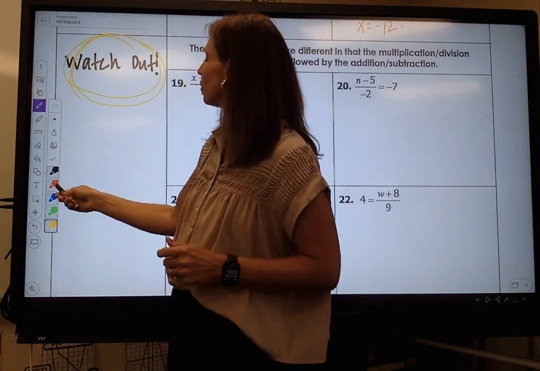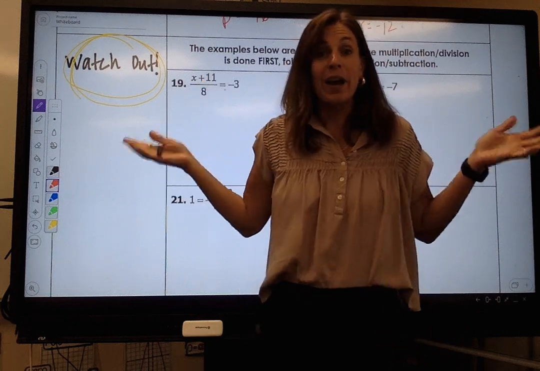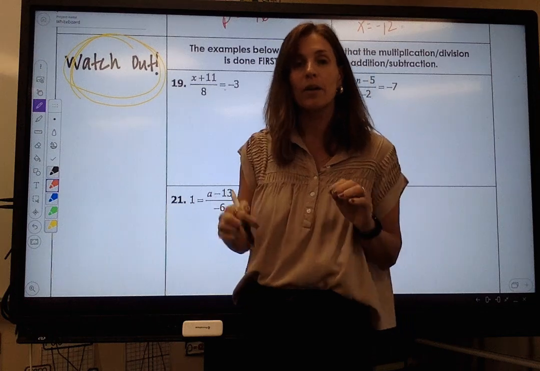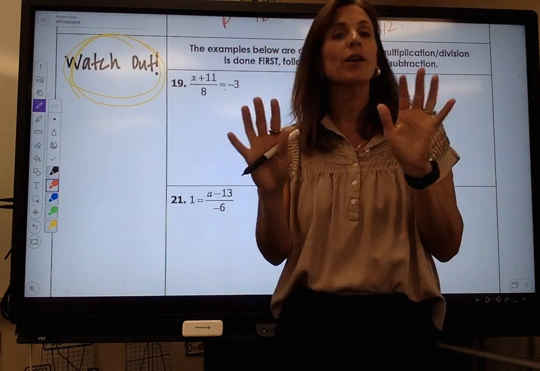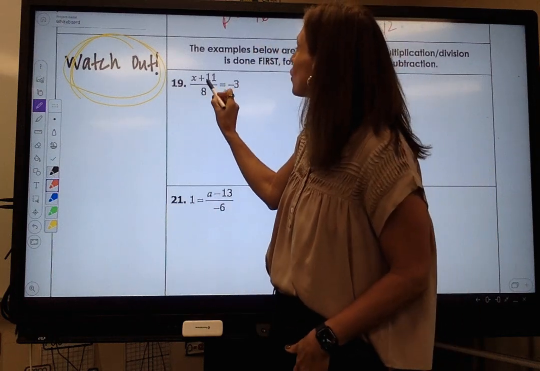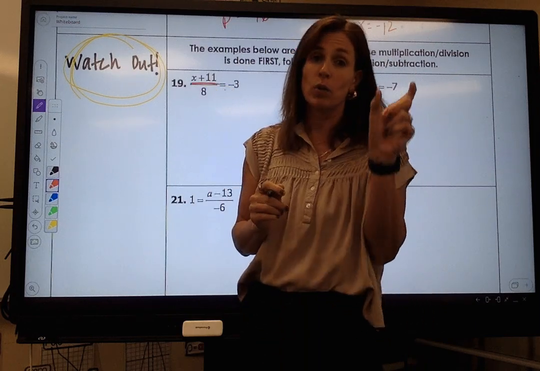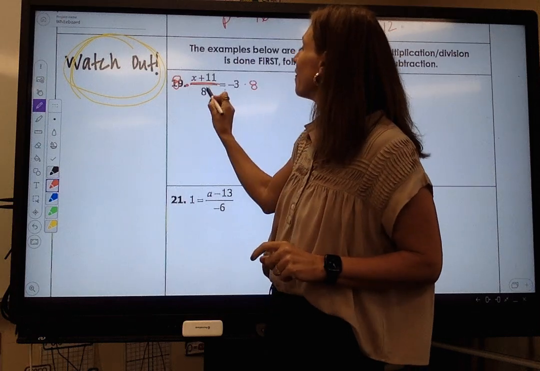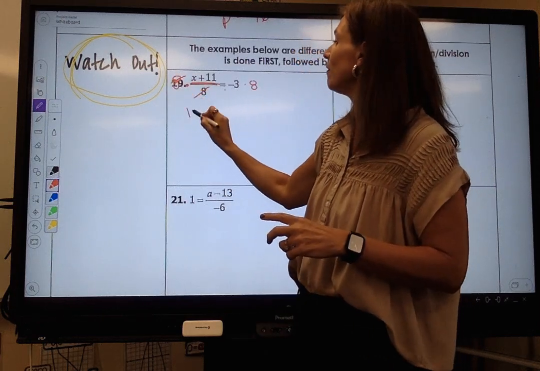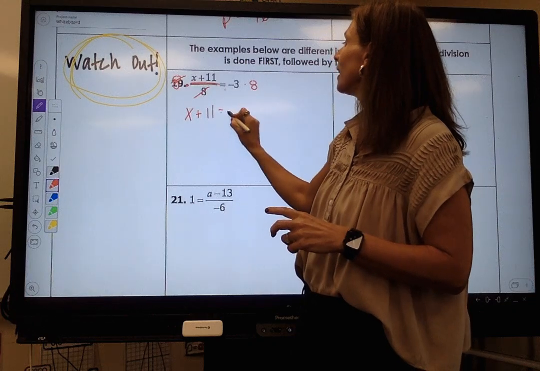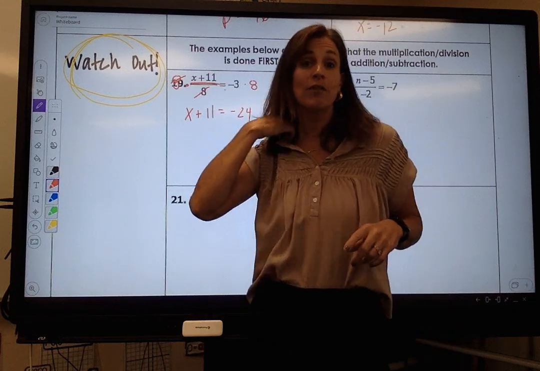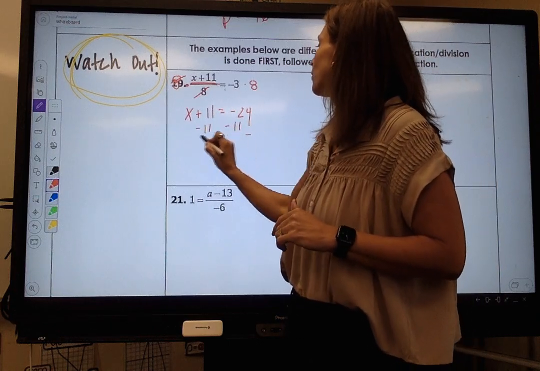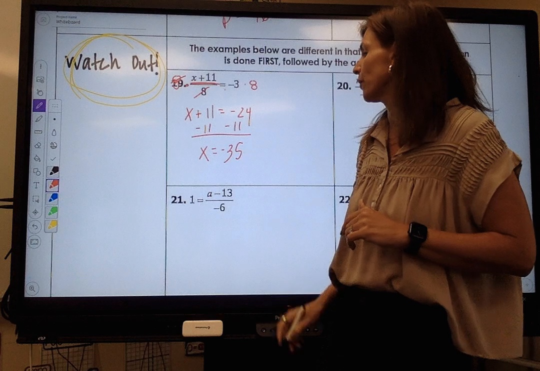So what do we do in a situation where we've got a fraction? Okay, we've got a 2-term fraction, right? We got a numerator with 2 terms and 1 denominator. So here, what you have to do is you got to get rid of your fraction first. So I want to keep x plus 11 as 1 term. So I'm going to multiply first 8 on both sides. That clears my fraction out, leaving me with x plus 11 equals negative 24. Do you see that difference? You got to clear out your fraction first. And then additive inverse, x equals negative 35.